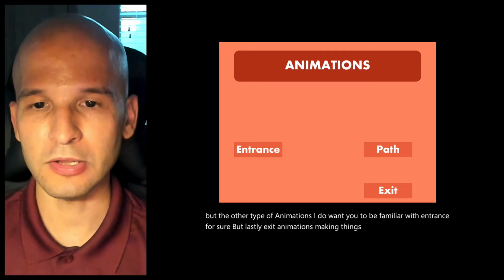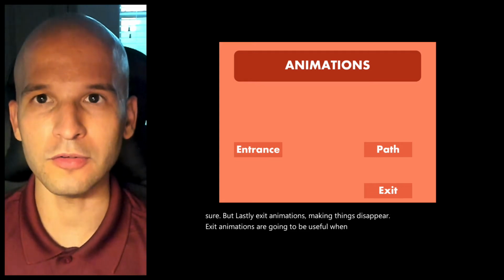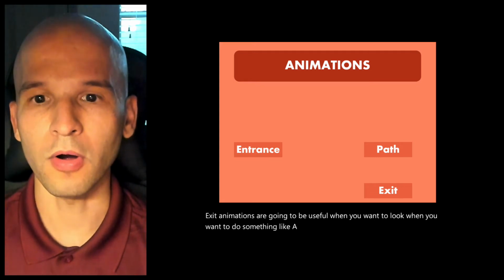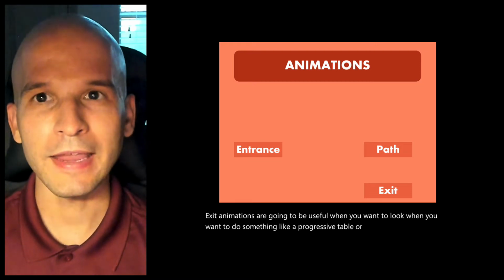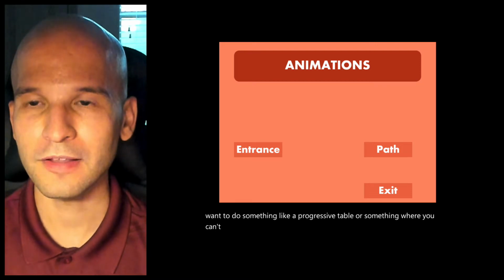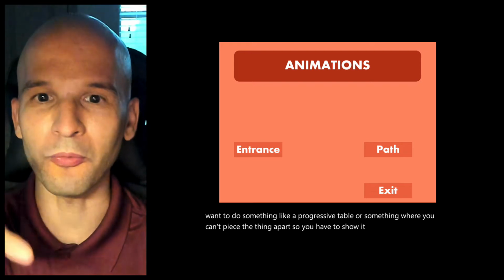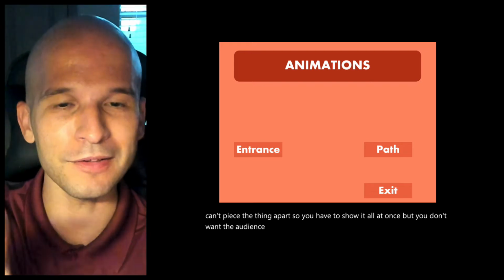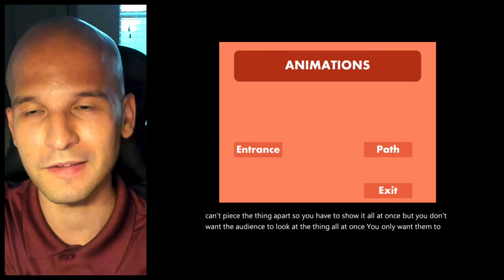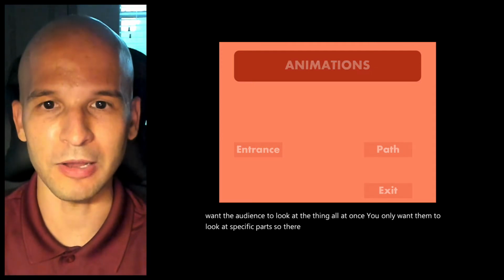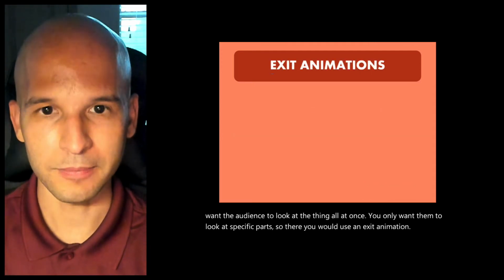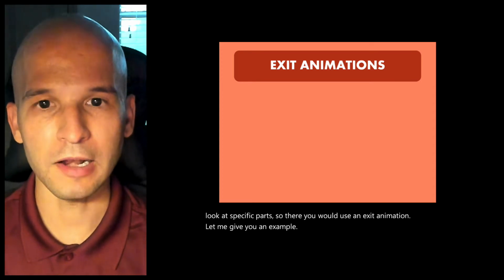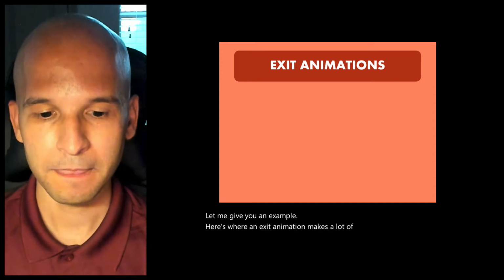Exit animations are going to be useful when you want to do something like a progressive table, or something where you can't piece the thing apart, so you have to show it all at once, but you don't want the audience to look at the thing all at once. You only want them to look at specific parts. So there you would use an exit animation. Let me give you an example. Here's where an exit animation makes a lot of sense to use.